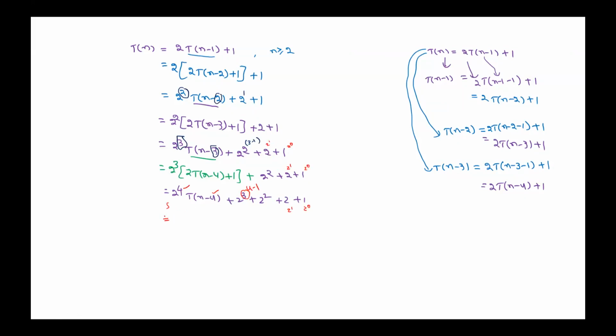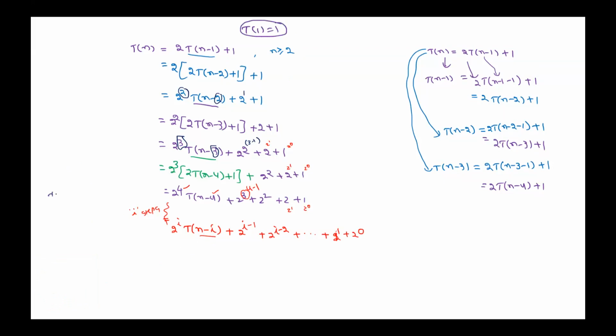After i steps, 2 power i T of n minus i plus 2 power i minus 1 plus 2 power i minus 2 plus and so on up to 1. 1 means this is 2 power 0. But we don't know what is T of n minus i. We only know the value of T of 1, that T of 1 equals 1. If we get 1 here, we know what to substitute.